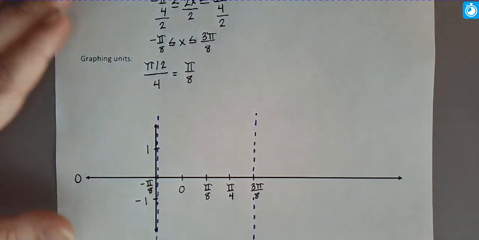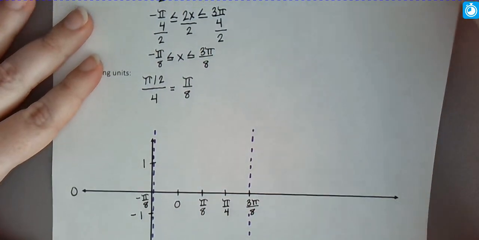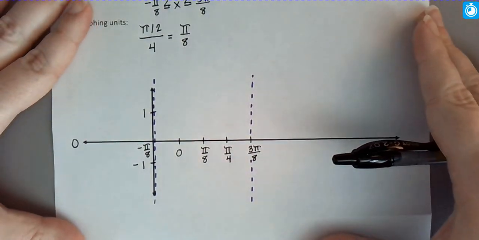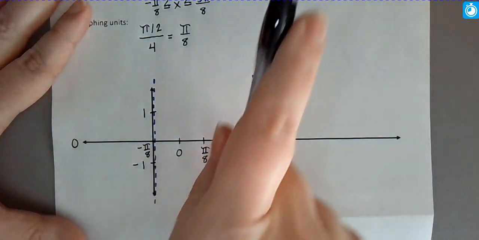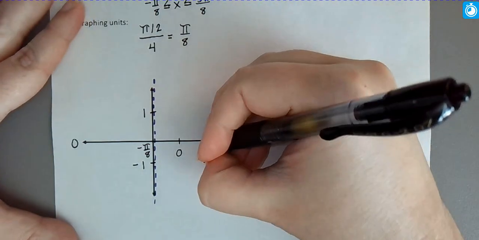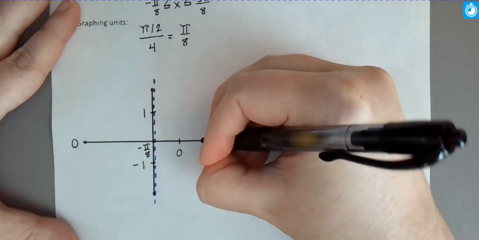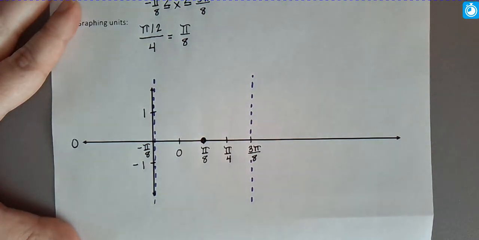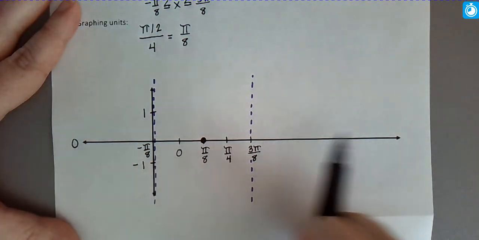Okay, and then we just fill in our points based on the standard shape for our tangent graph. So remember, tangent increases from left to right. Halfway between our asymptotes is where we hit our x-intercept. So in this case, this truly is an x-intercept because this is the actual x-axis.